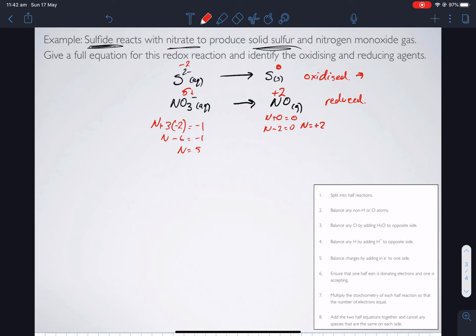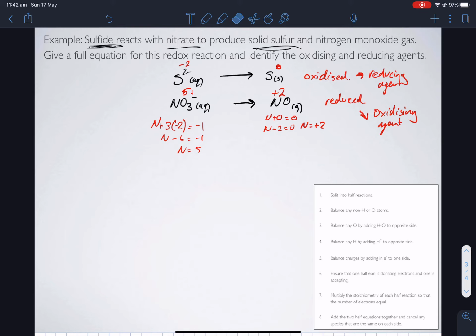So sulfide is the reducing agent. It's causing the reduction. And the nitrate is the oxidizing agent. It's causing the oxidation of sulfide.